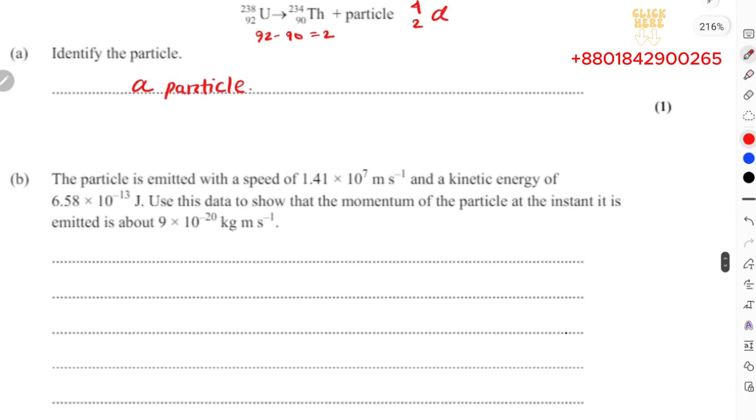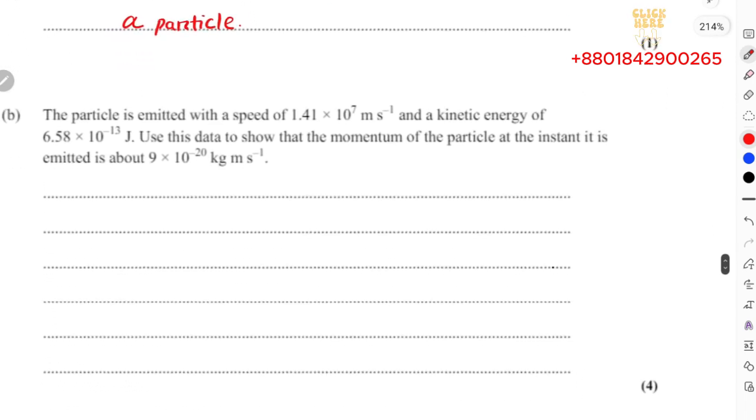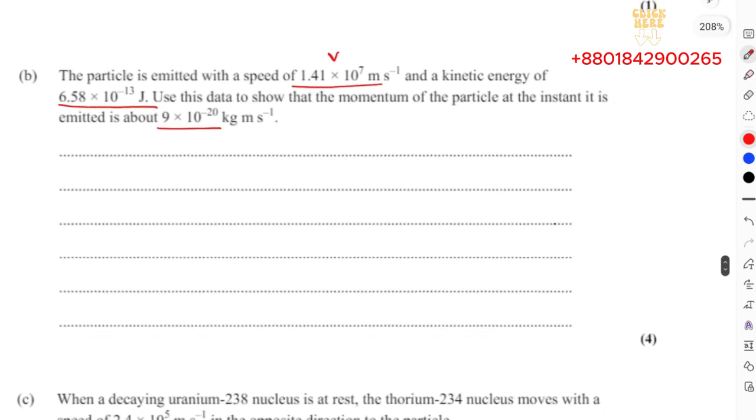Then moving on to the next part, B. The particle is emitted with a speed of this much velocity and with a kinetic energy of this much. We need to use this data to show that the momentum of the particle at the instant is about this much. Your answer should be approximately close to 9 times 10 to the power of negative 20.